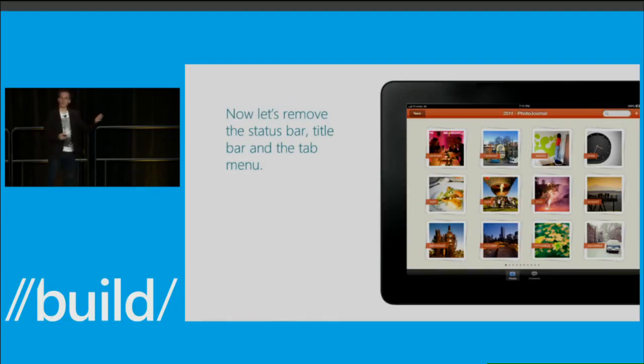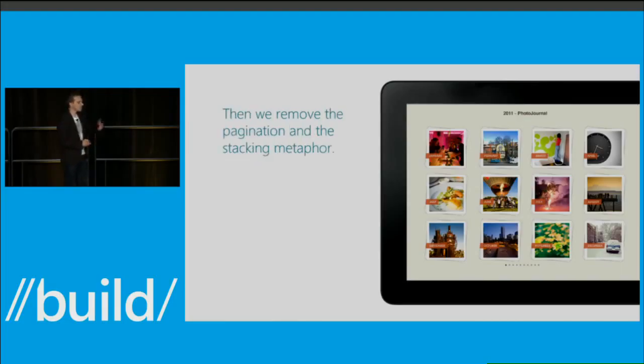Now let's get rid of all the chrome. I explained that on iOS there's a lot of chrome. You see all those bars at the top, search, the menu bar. Let's get rid of all that. You immediately see that your content gets more room to breathe. Now let's get rid of the pagination metaphor at the bottom, and also the stacking metaphor. Every thumbnail you see here resembles a month, and within that month you have multiple photos. iOS explains to users that there's more content available by using the stacking metaphor. But let's get rid of that.